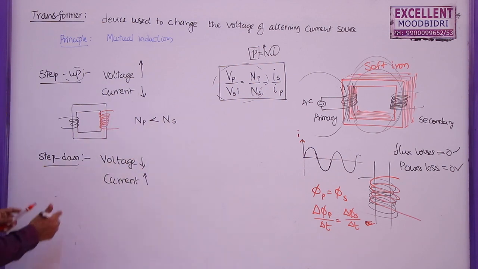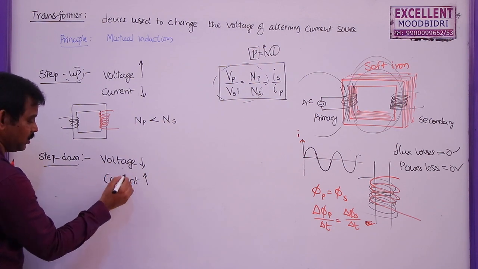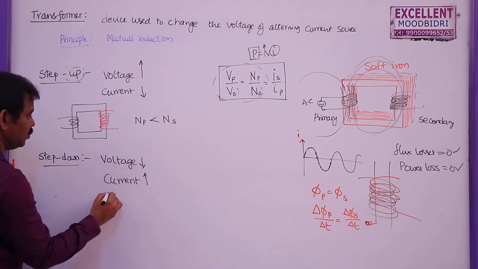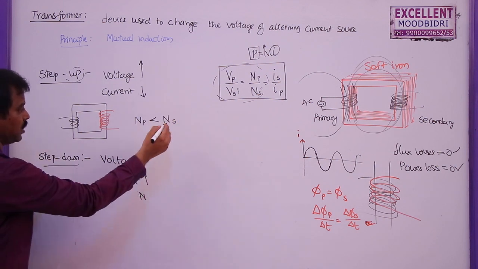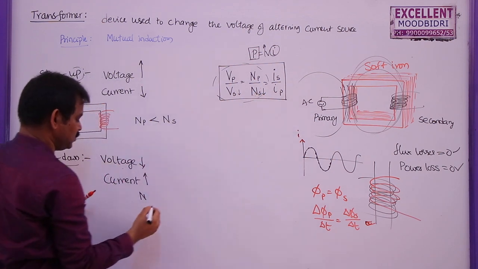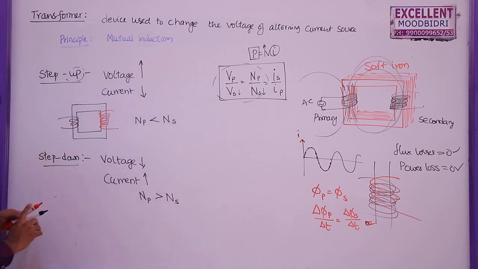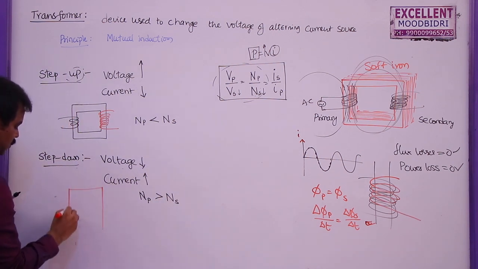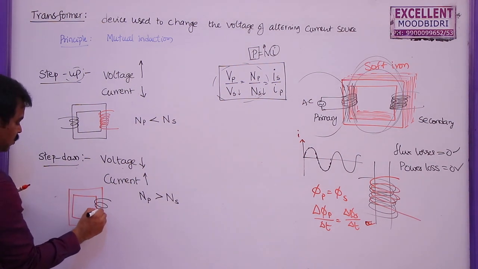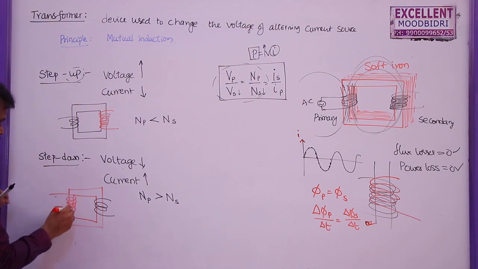Similarly, in case of step down transformer, voltage will be less in the secondary, current in the secondary will be more. So from this same concept, as the voltage at the secondary is less, the number of turns in the secondary must be less. So NP greater than NS. So in this case, if you take this transformer here, this is the core of the transformer. So here the number of turns in the secondary are less, but the number of turns in the primary are more. So NP greater than NS.